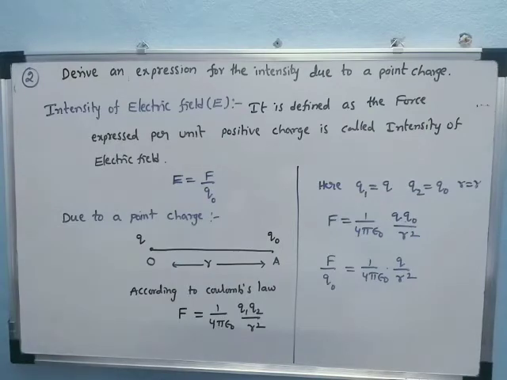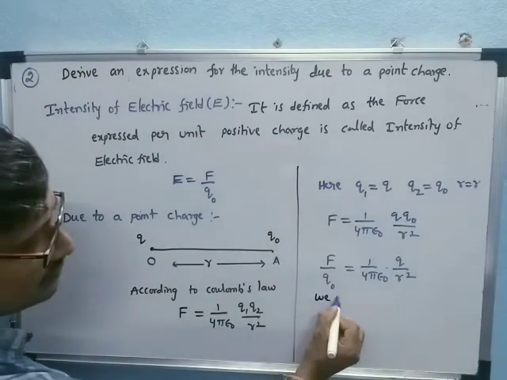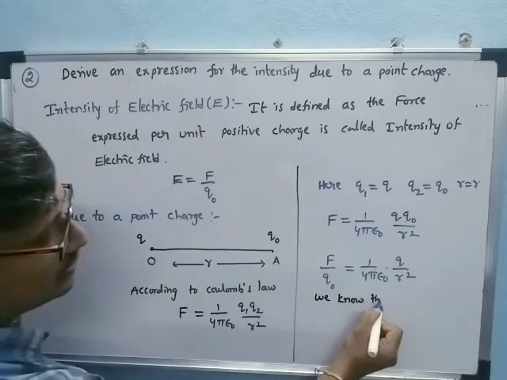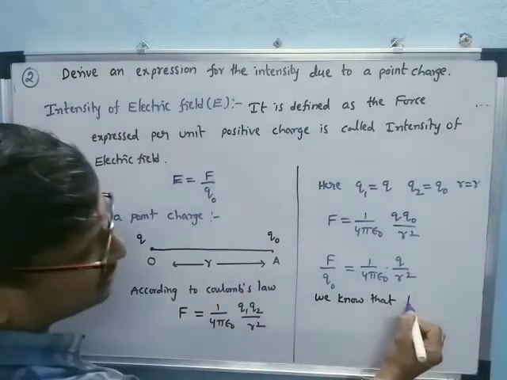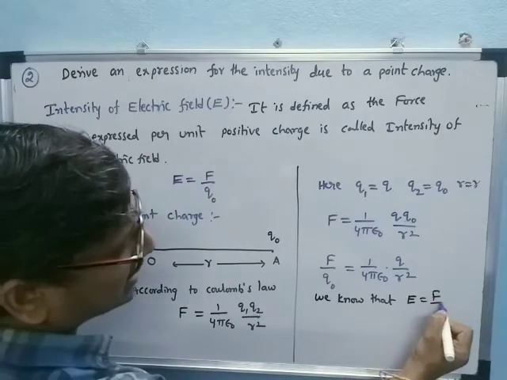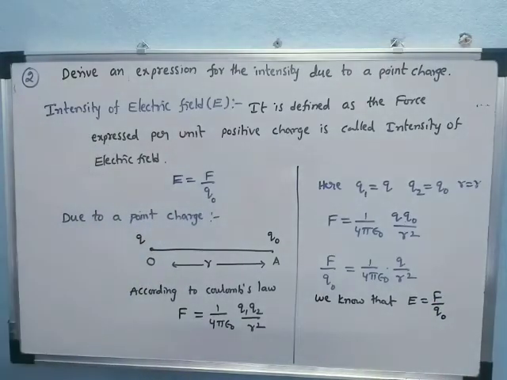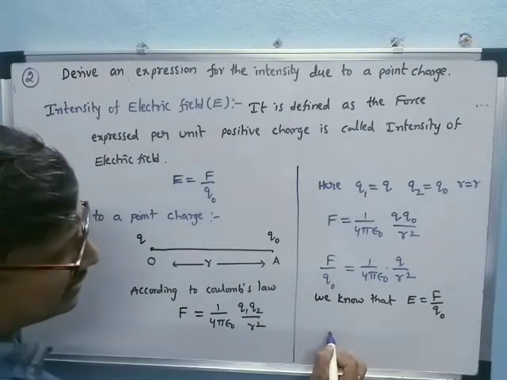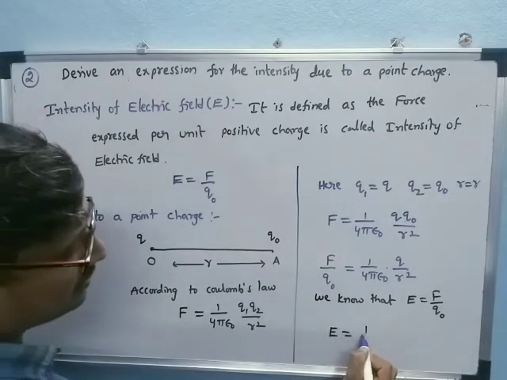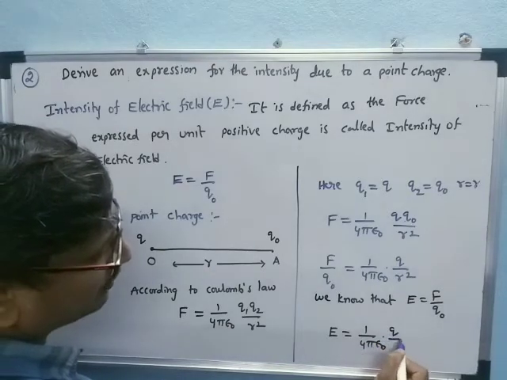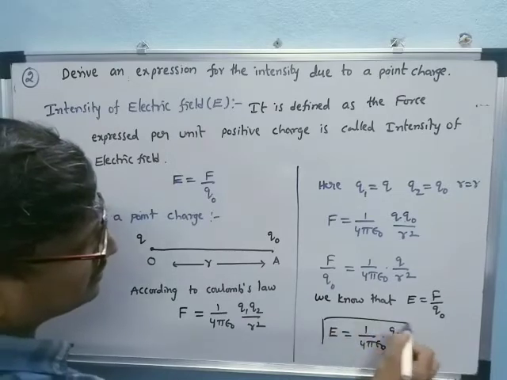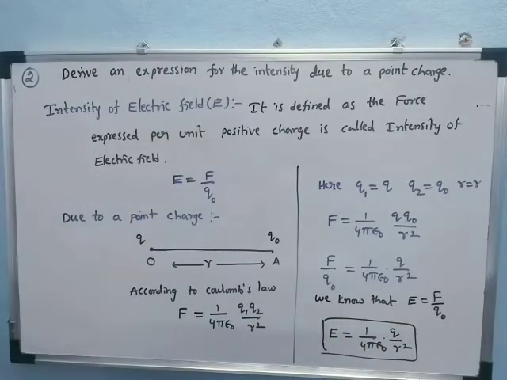See, we know that the intensity of electric field E is equal to the force acting per unit charge. So the electric field E is equal to 1 by 4 pi epsilon naught Q by r square. See, this is the formula for the intensity of electric field due to a point charge.